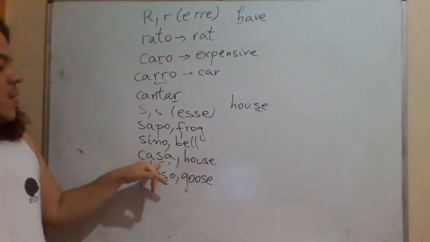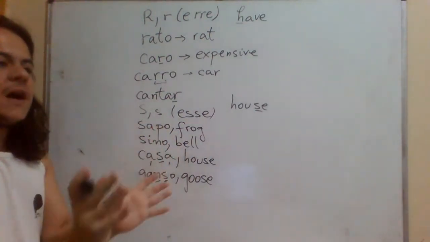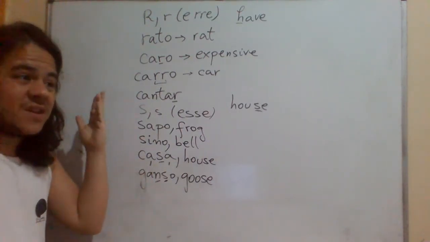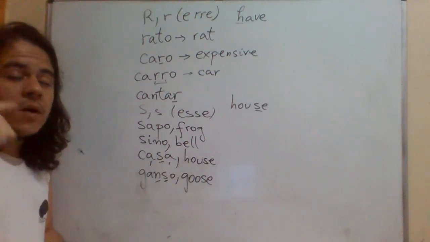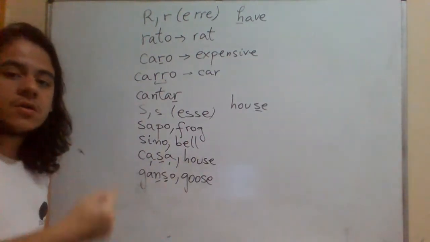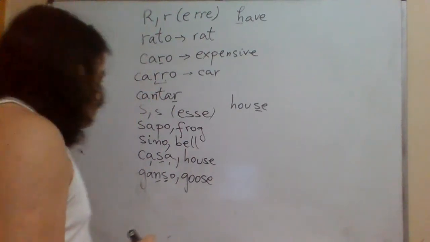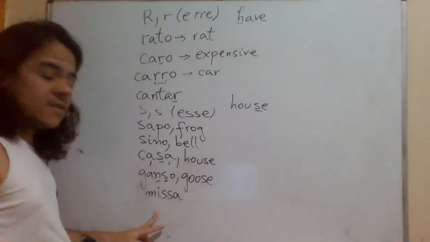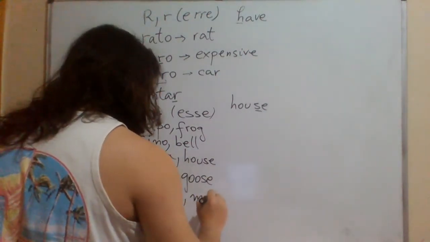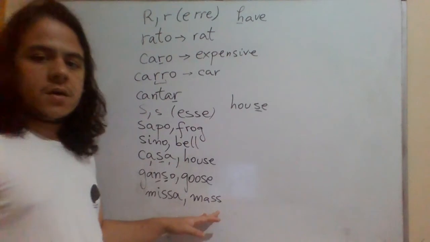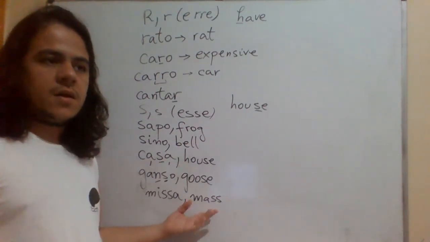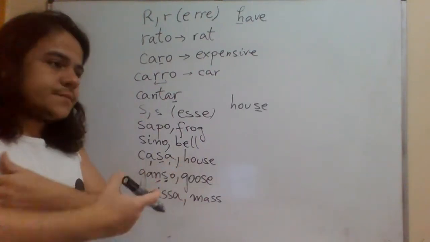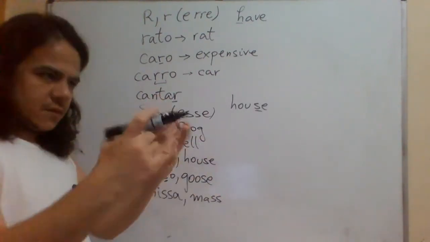Ganso. When letter S is between two vowels and it has the sound of S, we will have to add another letter S. For example, missa, it means mass. Mass with the meaning of the church, the church mass, the gospel mass, this kind of thing.